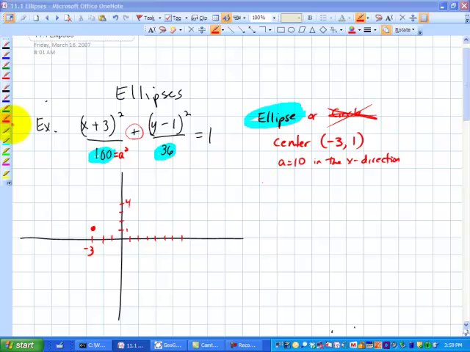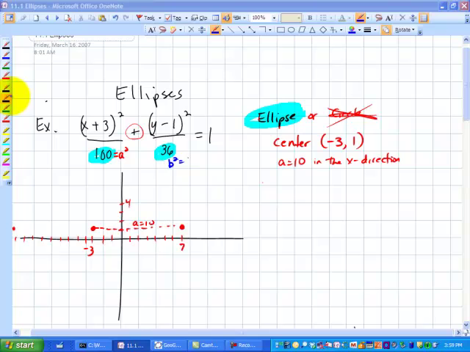So it's 1, 2, 3, 4, 5, 6, 7. And that must be one of the vertices. And then I've got to go 10 units the other direction. 1, 2, 3, 4, 5, 6, 7, 8, 9, 10. All right, I'm off the screen. It's over here. Who cares? I've got the idea. This is that one axis right here. That's the major axis, a equals 10.